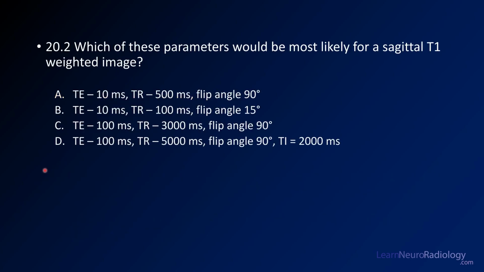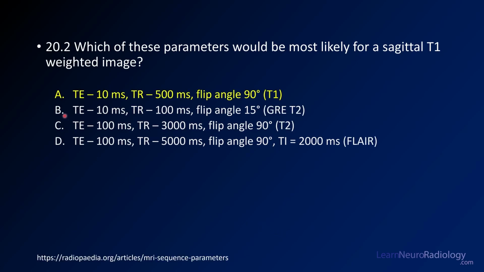Your second question is, which of these parameters is most likely used to generate a sagittal T1 weighted image? So you have a couple of options here that you want to take a look at. Generally speaking, you're trying to think about, do you want a short echo time? Do you want a longer echo time? Do you want a short TR? Do you want a longer TR? And what kind of flip angle do you think you might have? This fourth one here has an inversion portion of the sequence there.